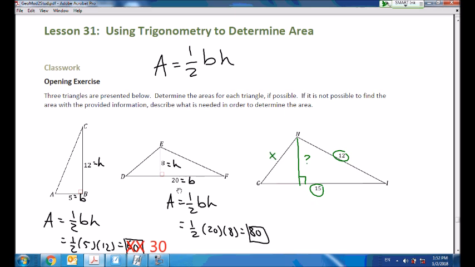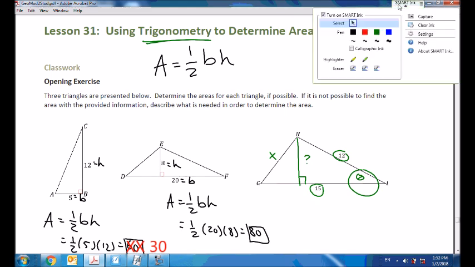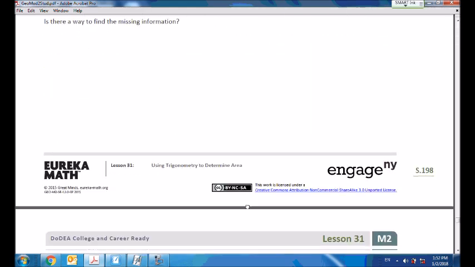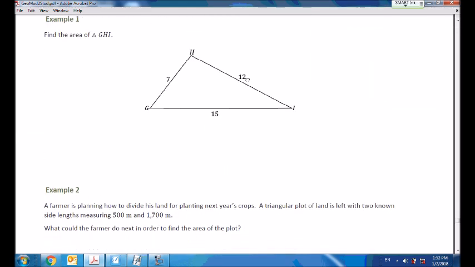Well, if I knew this angle down here, then I could use sine, cosine, or tangent to figure out what that height is. And in this lesson, we're talking about using trigonometry, using an angle down here to figure out what the height is, or more specifically, to what the area of this triangle is. Let me show that to you using this diagram down here in example 1.